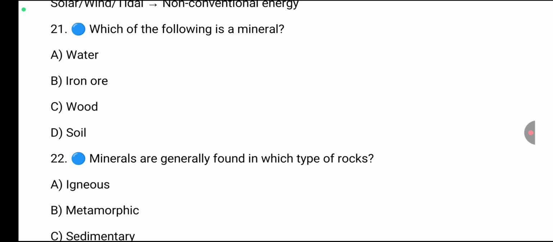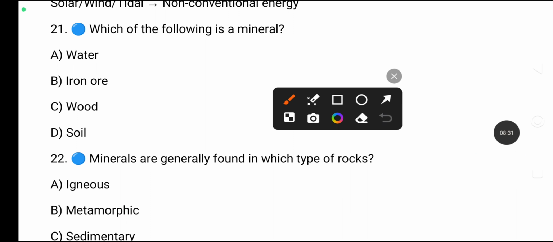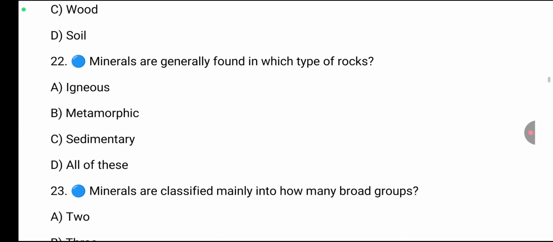Now moving to question number 21. Which of the following is a mineral? Options: water, iron ore, wood, soil. The answer will be B, that is iron ore.